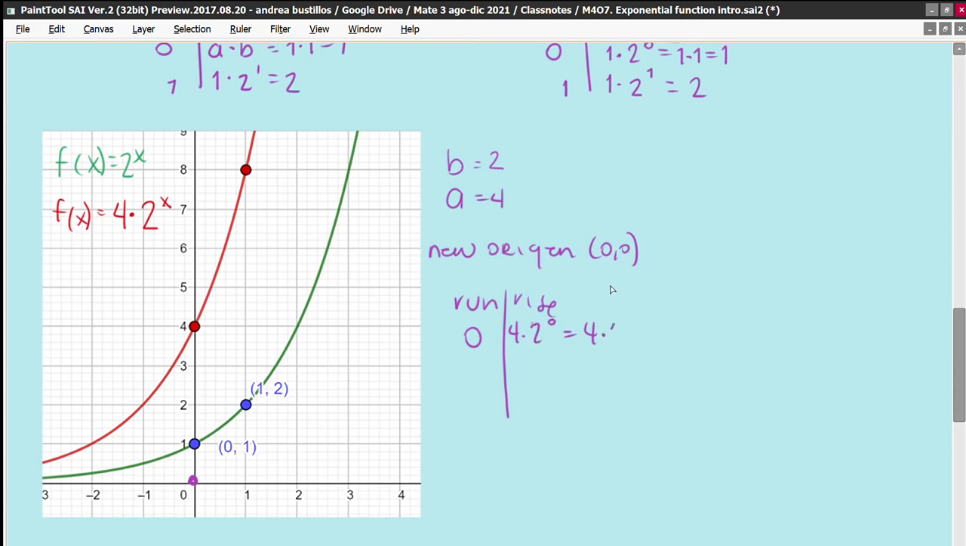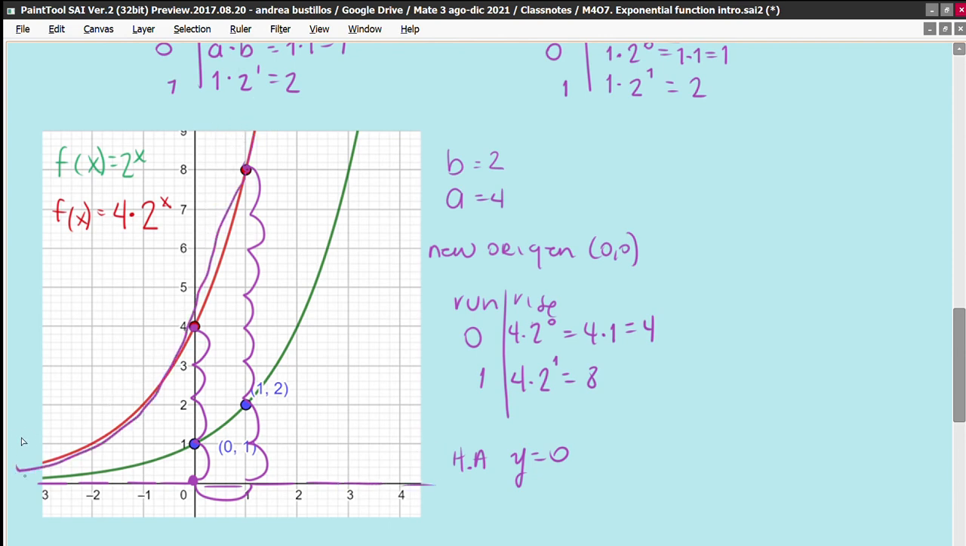4 times 2 to the power of 0, that is 1, so 4. So I know that if I run nothing from my new origin, I'm going to rise 1, 2, 3, 4. Now if I run 1, I'm going to rise my leading coefficient times my base raised to my run, and this is 8. So if I run 1, I'm going to rise 1, 2, 3, 4, 5, 6, 7, 8. And don't ever forget to write your horizontal asymptote. In this case it is y equals 0. Why? Because we do not have any vertical displacement. And that is how you know the graph of this exponential function.